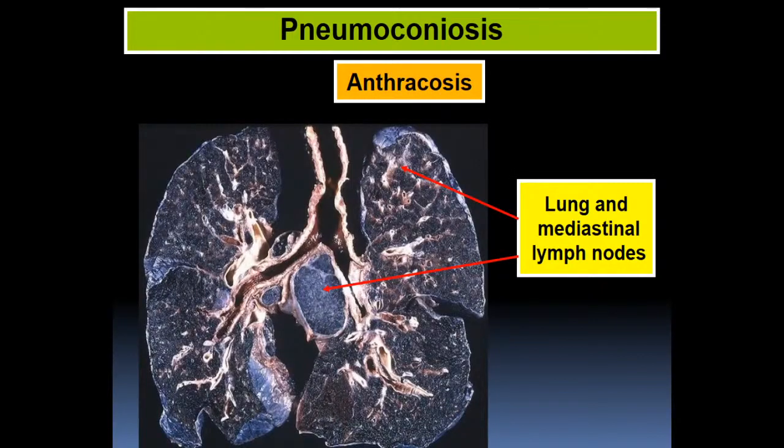First, differentiation with pneumoconiosis. This is an occupational disease. On this macro preparation, we can see anthracosis. Lung and mediastinal lymph nodes are affected with dust.